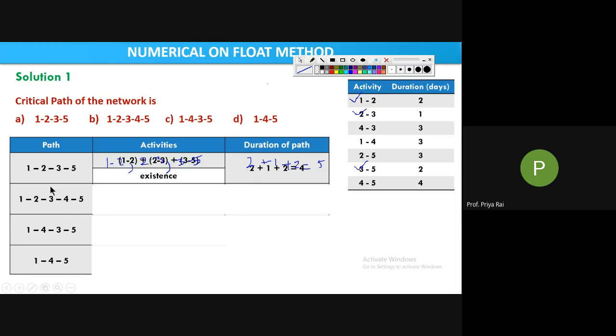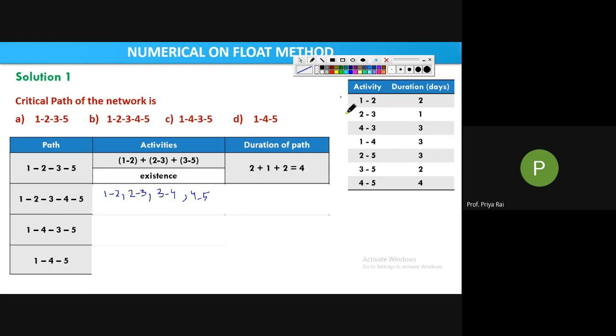It exists. This path exists. Now tell me this second path exists or does not exist? First tell me what are the activities in the second path. Start to 1, 1 to 3, 3 to 4. 2 to 3. Ma'am, 3 to 4 is not there. Yes. 3 to 4. 4 to 5. Ma'am, if it is shown reversed, the activity does not count. Yes, but in the question they have given this one.